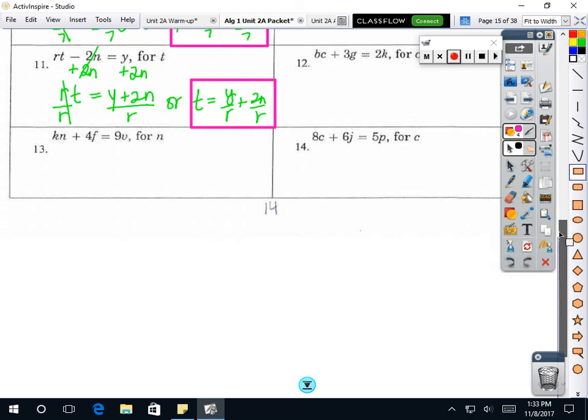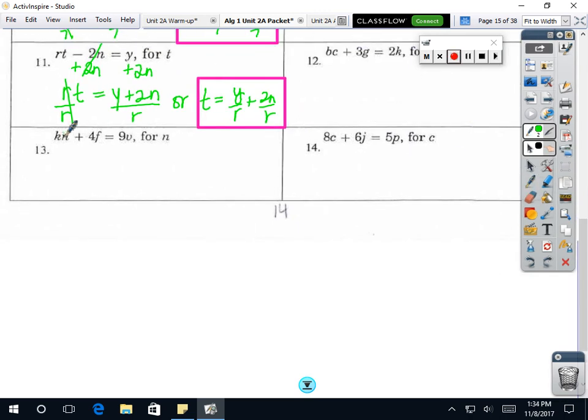All right, number 13. kn plus 4f equals 9v, and we're trying to solve it for the n. So to get n by itself, what moves to the other side first? Right, this entire term, it's a positive 4f, so we subtract it to the other side. Okay, on this side it cancels, leaving the kn, and it's a v. 9v minus 4f.